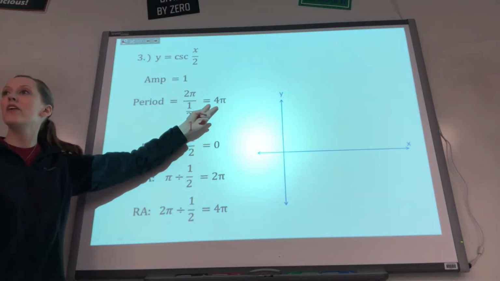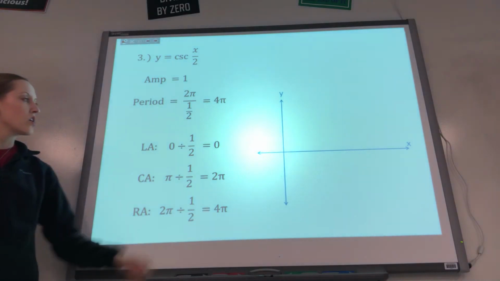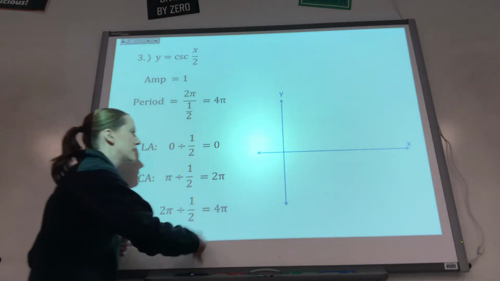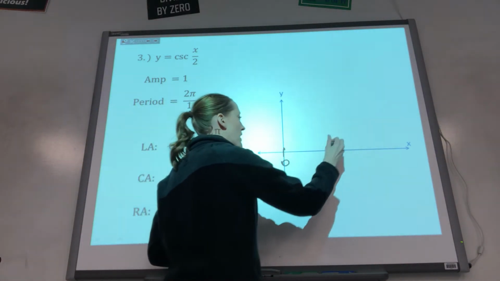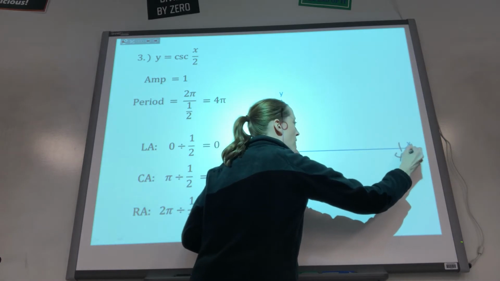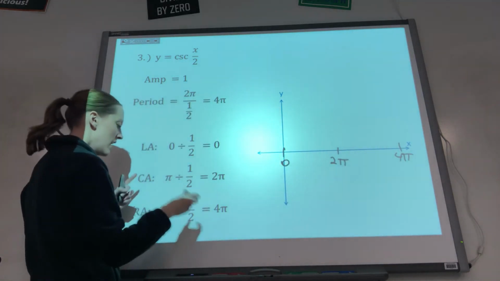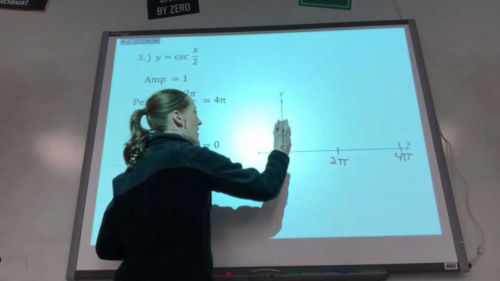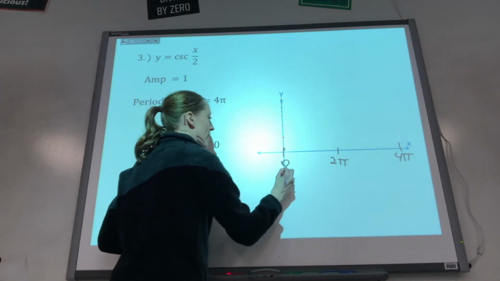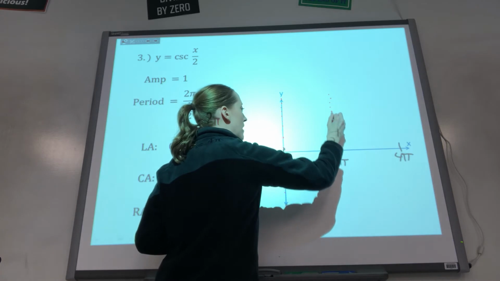So whatever the period is, that's usually where your right asymptote is. So 0, I'll call you 4 pi. I'll call you 2 pi. Now, these are the boundaries.